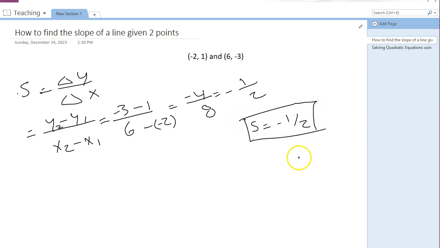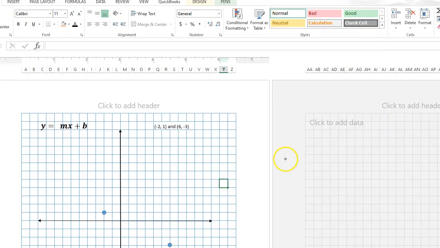Now, there is another way of solving this by plotting the 2 points. Let's go to a graph paper. Here we go. Here's point 1, which is (-2, 1): 1, 2, 1 is this point. And (6, -3): 1, 2, 3, 4, 5, 6, then 1, 2, 3. That's your second point.